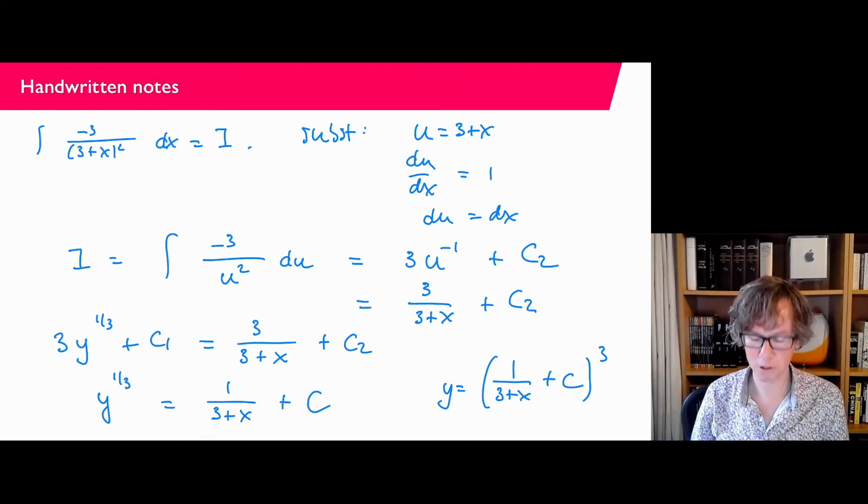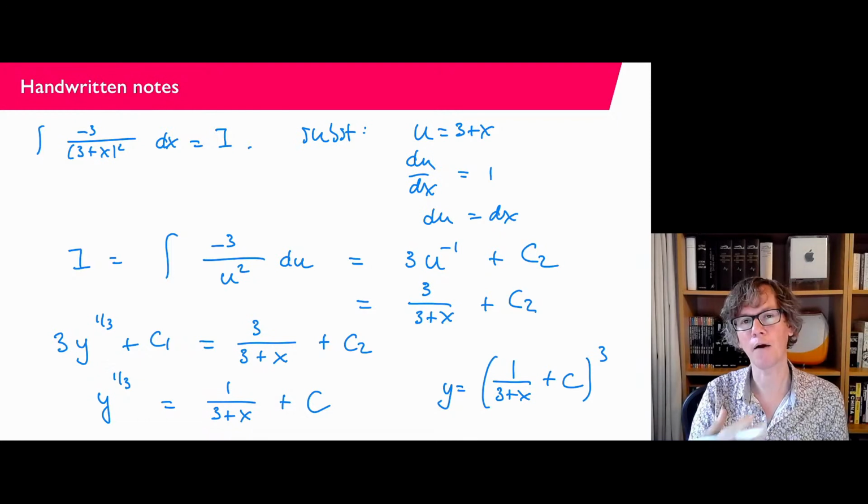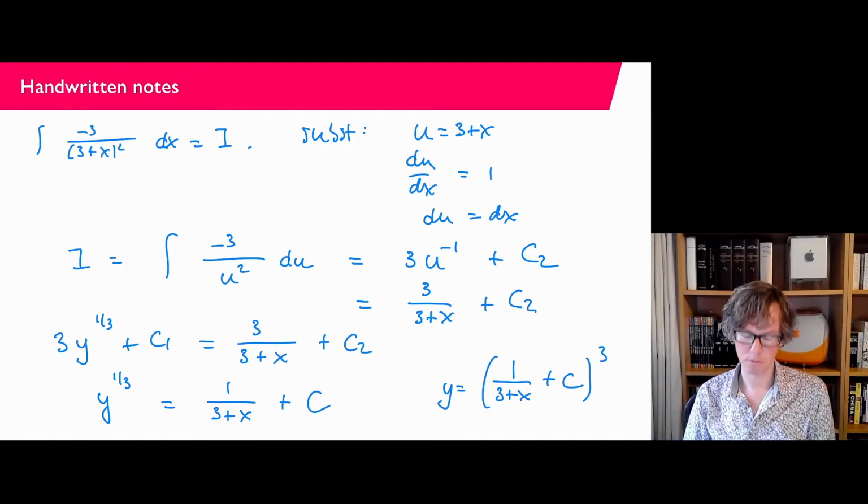So what you sometimes see is that students just find this here. And then from that, they do it to the power 3. And then at the very last moment, they write plus c. But that's not correct. When you do an integration, that's where you write an integration constant.